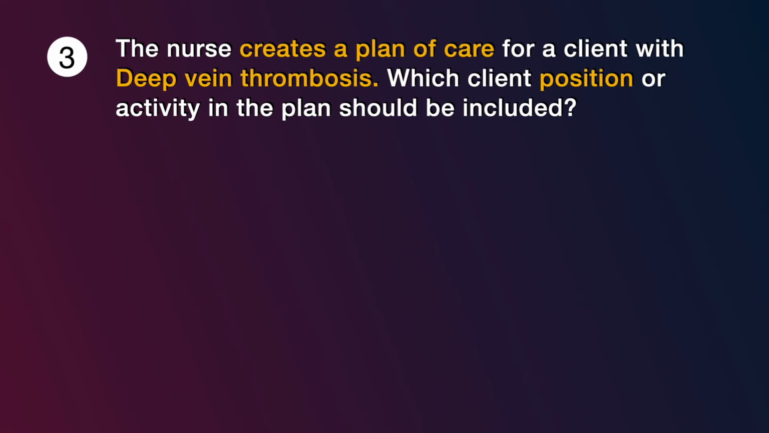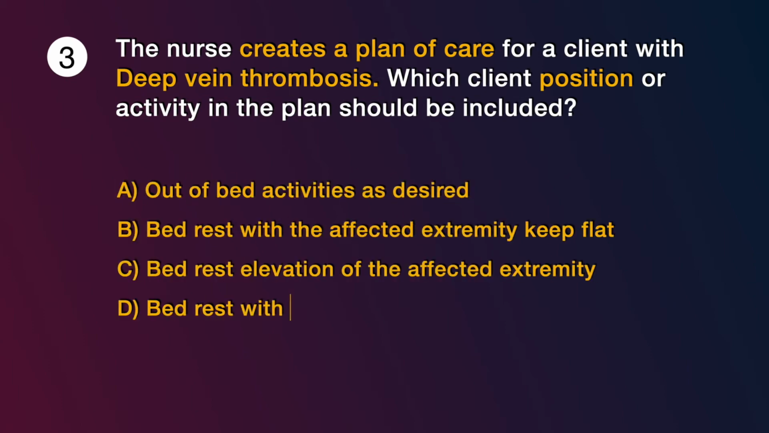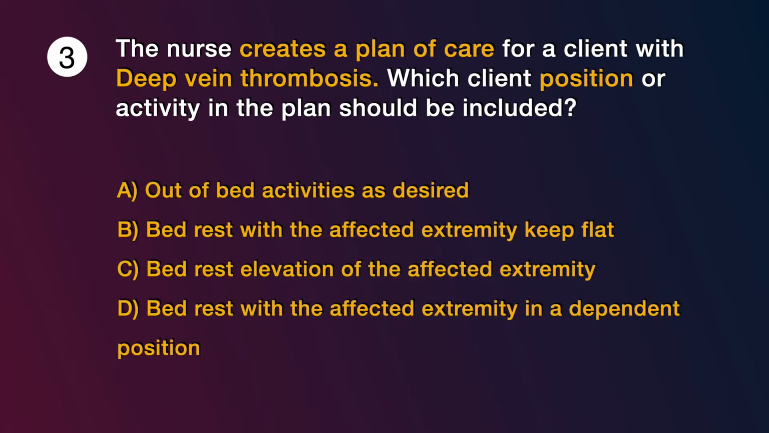Question number 3. The nurse creates a plan of care for a client with deep vein thrombosis. Which client position and activity should be included in the plan? Options are: out of bed activities as desired, bed rest with the affected extremity kept flat, bed rest with elevation of the affected extremity, bed rest with the affected extremity in a dependent position. So the correct answer is C, bed rest with elevation of the affected extremity.